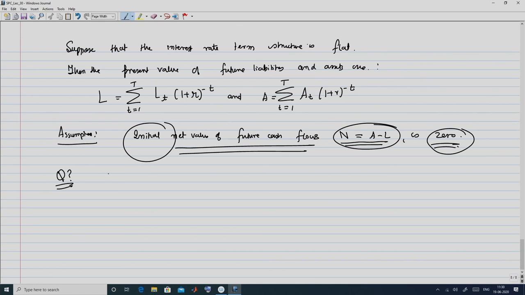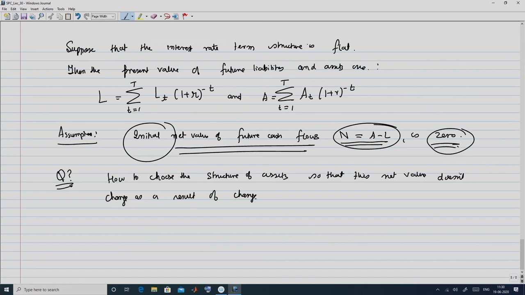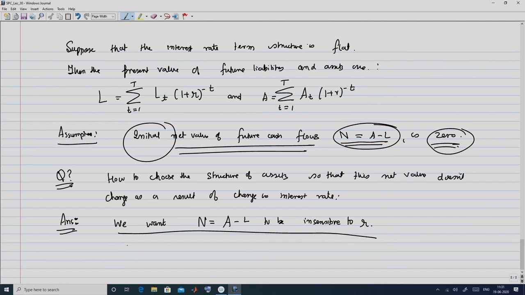And the question that we want to answer is how to choose the structure of assets so that this net value doesn't change as a result of change in interest rate. So, that means that this is unaffected by interest rate, which is equivalent to saying that we want this net value N given by A minus L to be insensitive to r. So, when I say that we want this to be insensitive to r, this means that we want dN with respect to dr to be equal to 0.